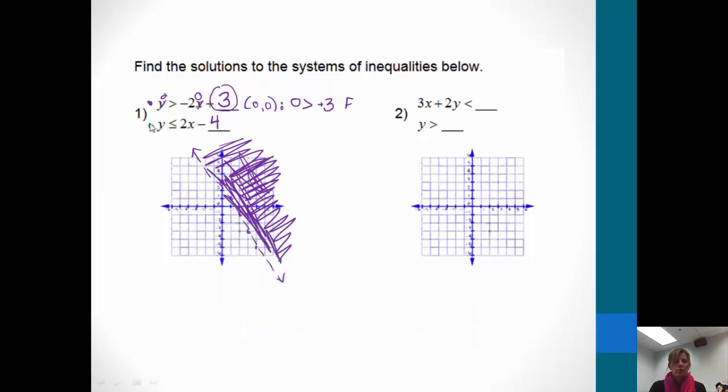I'm going with green on the second one. All right, so this next one, again, I'm going to start with the one that doesn't have the x in it, which was negative 4, so I'm going to start down at negative 4. And then since the slope is 2, I'm going to go up 2 over 1, up 2 over 1, up 2 over 1. I'm going to connect it with a solid line because there is an equal sign, so we do get to include it in our solution.